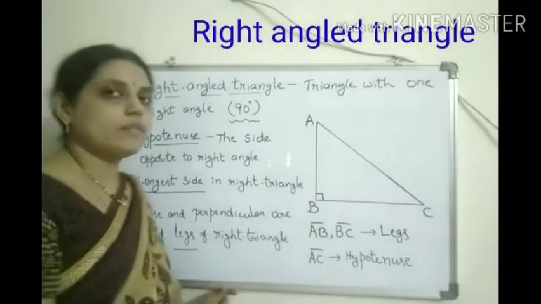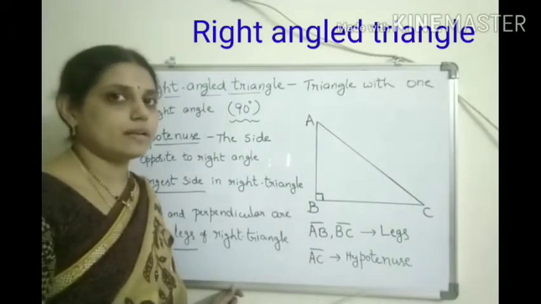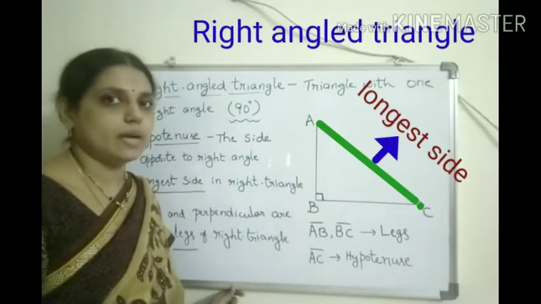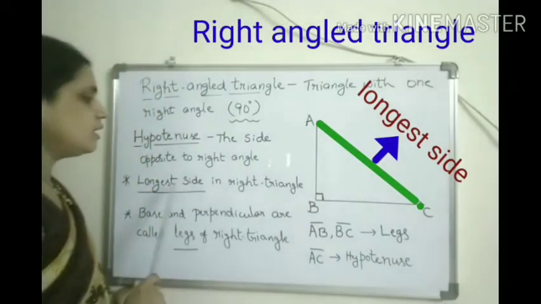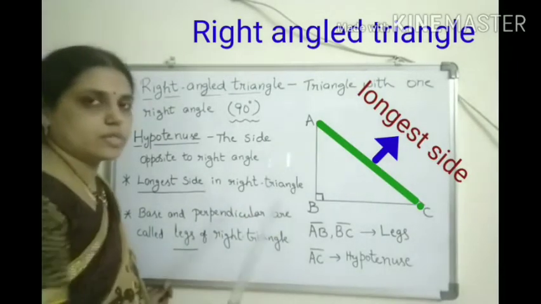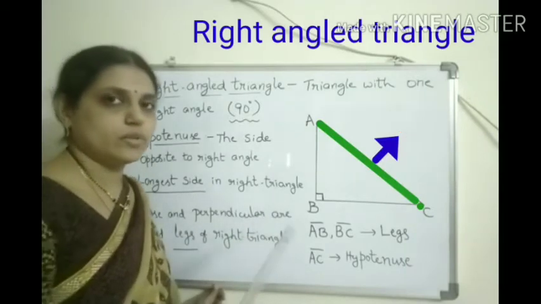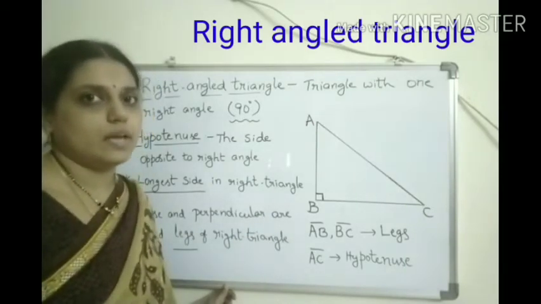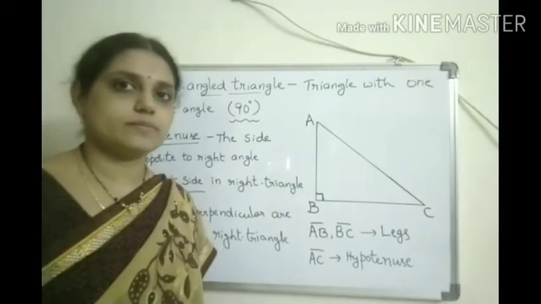And if you draw a few right angle triangles and check, definitely in all the right angle triangles, the longest side will be the hypotenuse only. So for any right angle triangle, the longest side is hypotenuse. In that way also we can define hypotenuse. This is about right angle triangle.